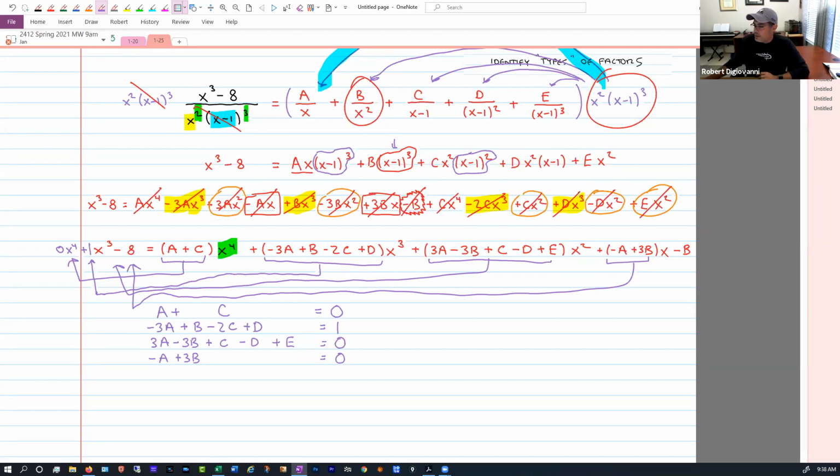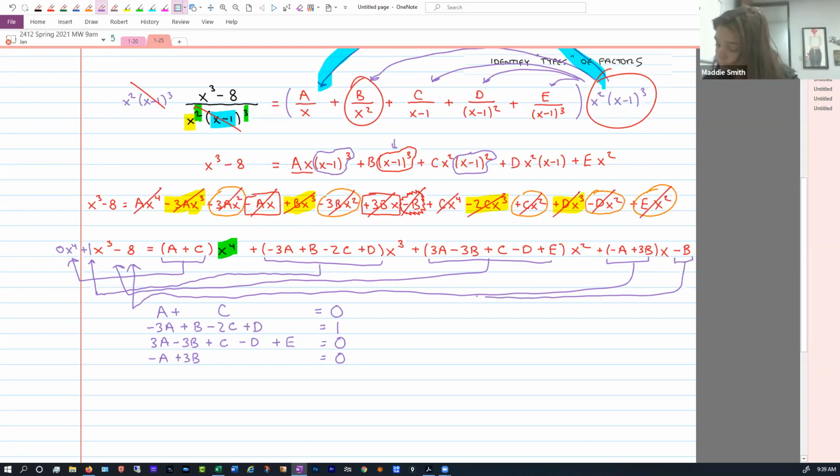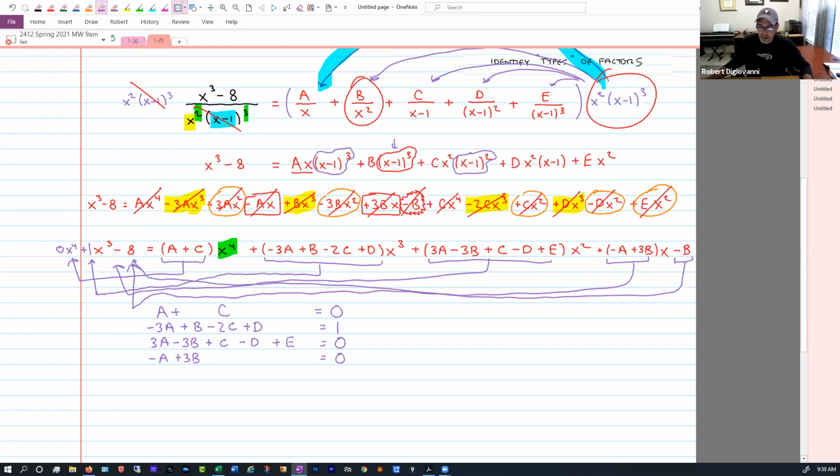And the last one, Maddie, what does negative B have to be equal to? Negative B has to be equal to negative 8. So the thing over here on the right that doesn't have X on it has to match the thing over here that doesn't have X. So we know that negative B has to be equal to negative 8.